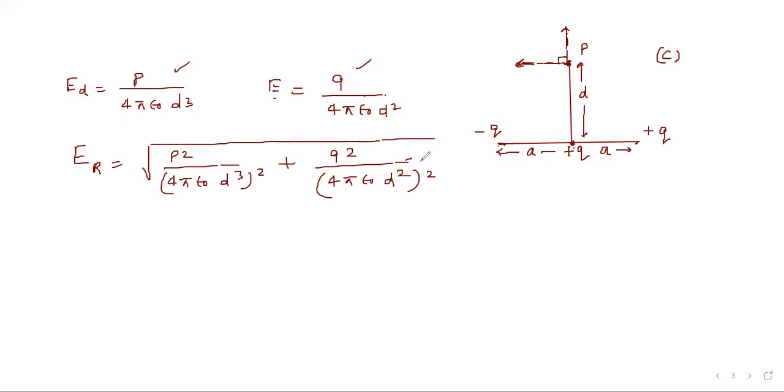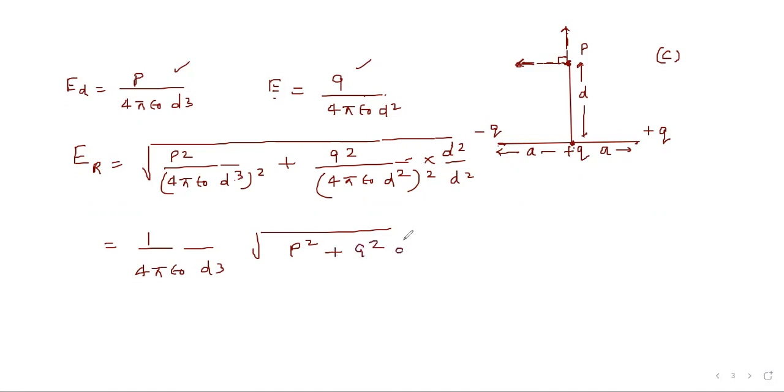Now, what we do is, we multiply and divide so that d cube can be taken common. So 1 upon 4 pi epsilon naught d cube is common. Then inside the root, we will be left with p square plus q square d square, and that will be our answer.